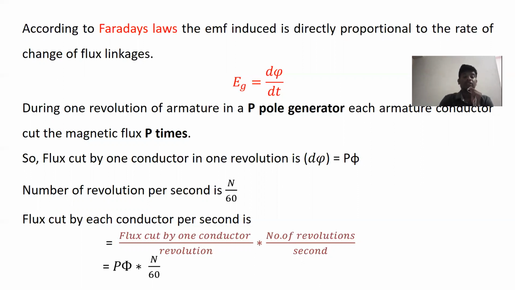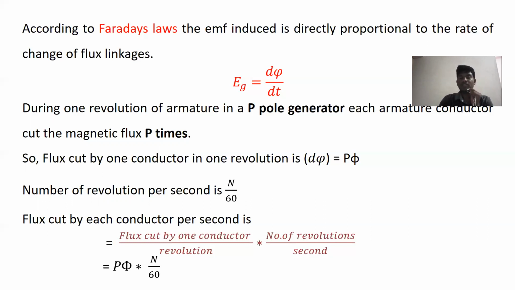Then the speed is N revolutions per minute. What is the revolutions per second? One minute equals 60 seconds, so it is N by 60. In one second, how many revolutions? N by 60. So the time taken for one revolution is 60 by N seconds.